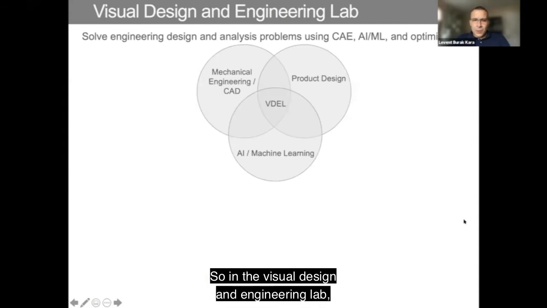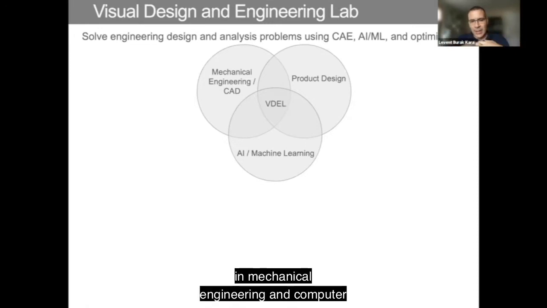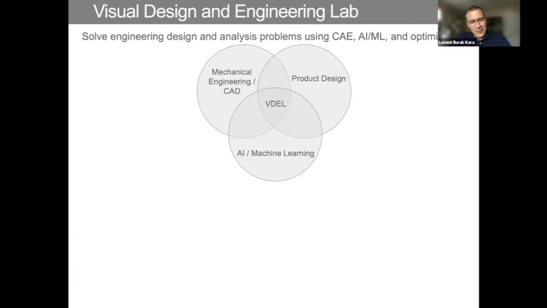So in the Visual Design and Engineering Lab, we bring together 3 major disciplines in mechanical engineering and computer-aided design with product design and AI and machine learning. As you will see in the upcoming slides, a lot of what we do involves shape design, shape analysis. So there's going to be a lot of visuals in the upcoming slides. So hopefully it's not going to be a boring presentation.